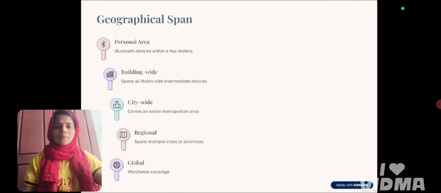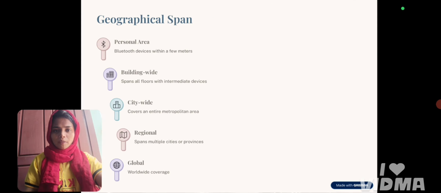First is geographical span. Geographical span is split into various types, like personal area. Personal area means, as I already told, if I want to hear a song, I need to enable the connection between my device and the Bluetooth or headphone only. Bluetooth devices work within a few meters. We can connect the devices within a few meters only. That is called personal area.